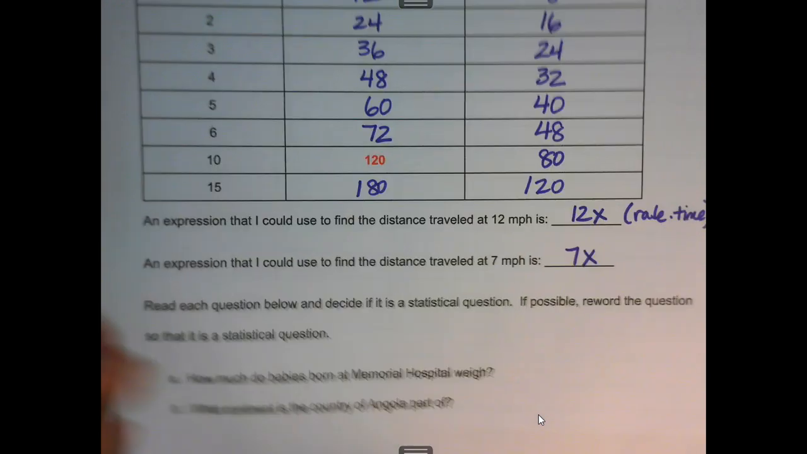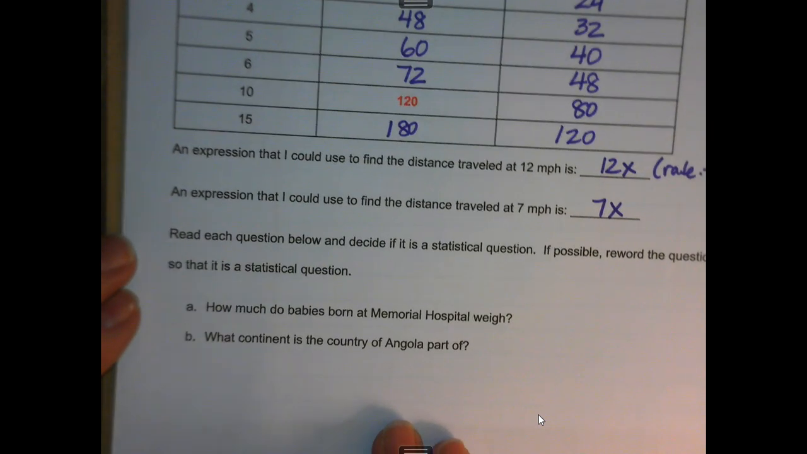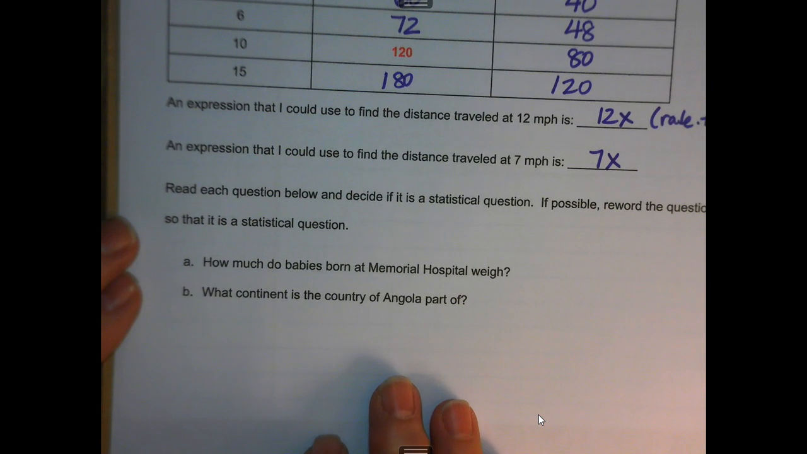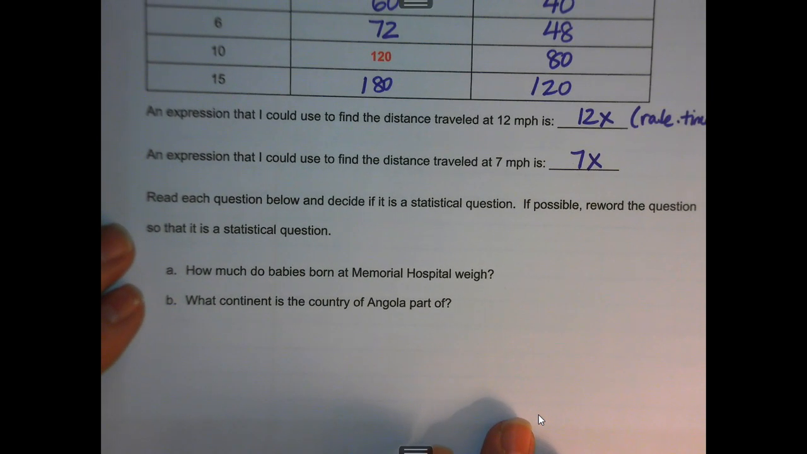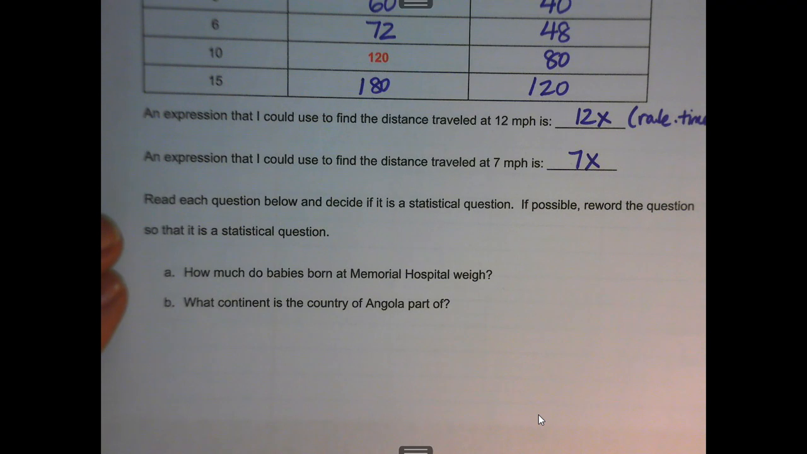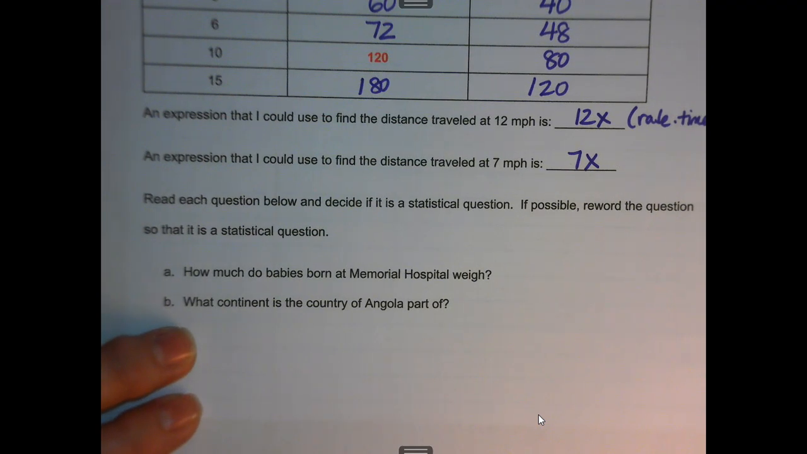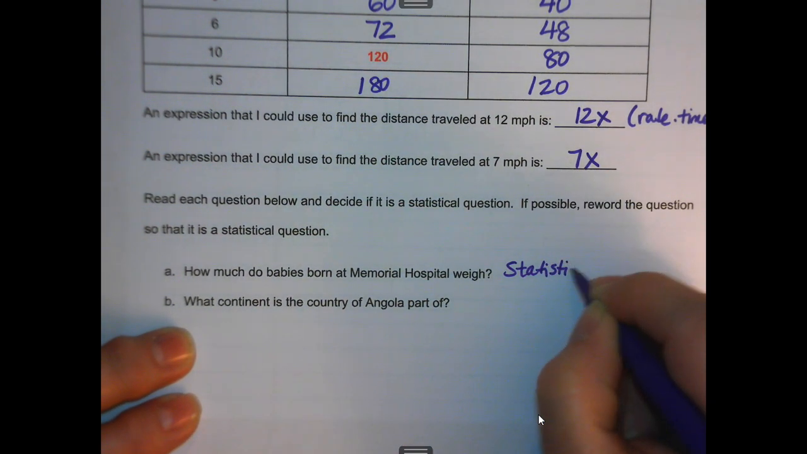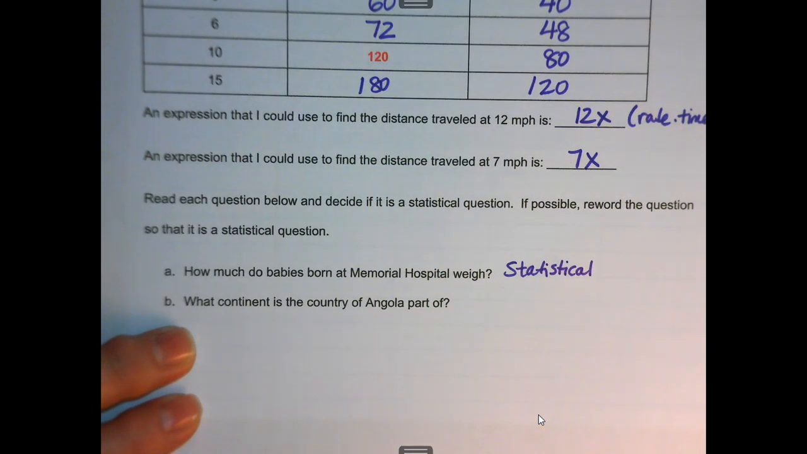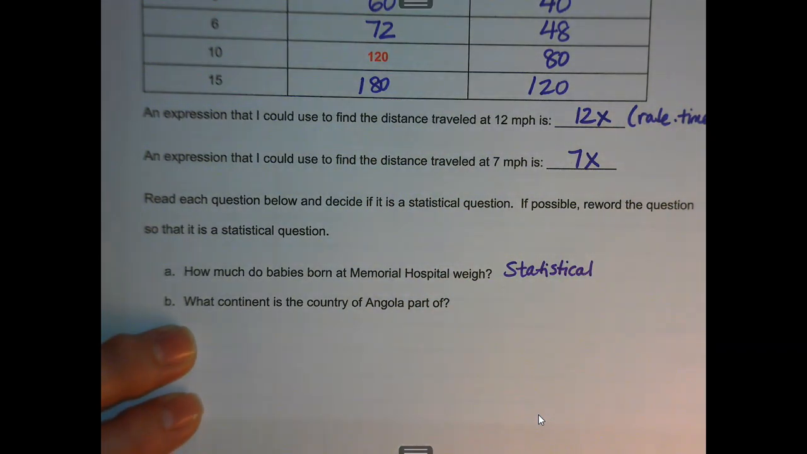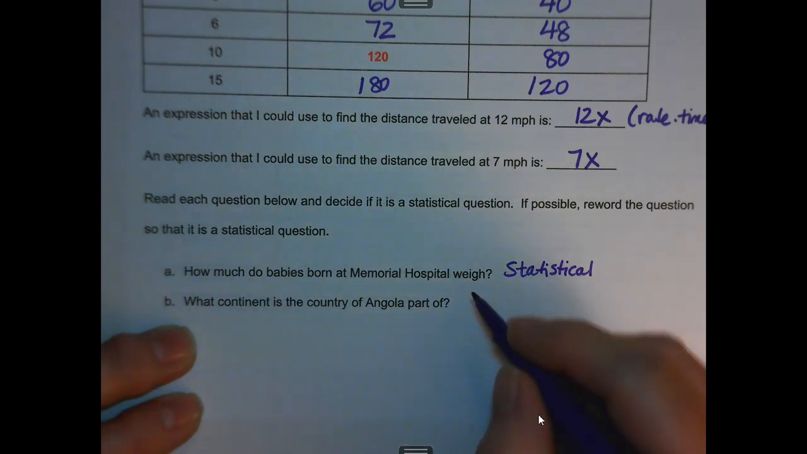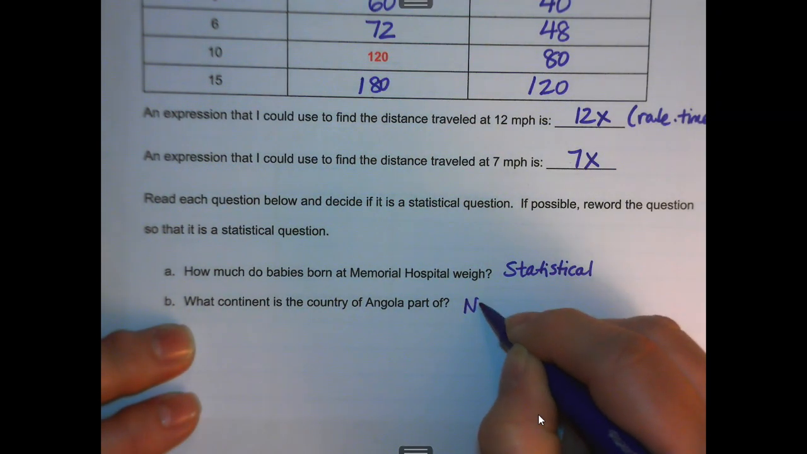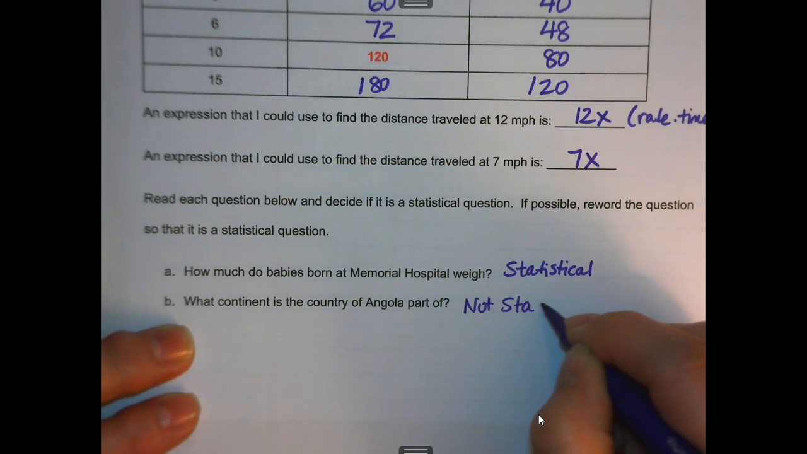And then we have some questions down here. Read each question below and decide if it is statistical. If possible, reword the question so that it is statistical. How much do babies born at Memorial Hospital weigh? That would be statistical, because babies weigh all sorts of different weights. And what continent is the country of Angola part of? Well, there is only one answer there, so that is not statistical.